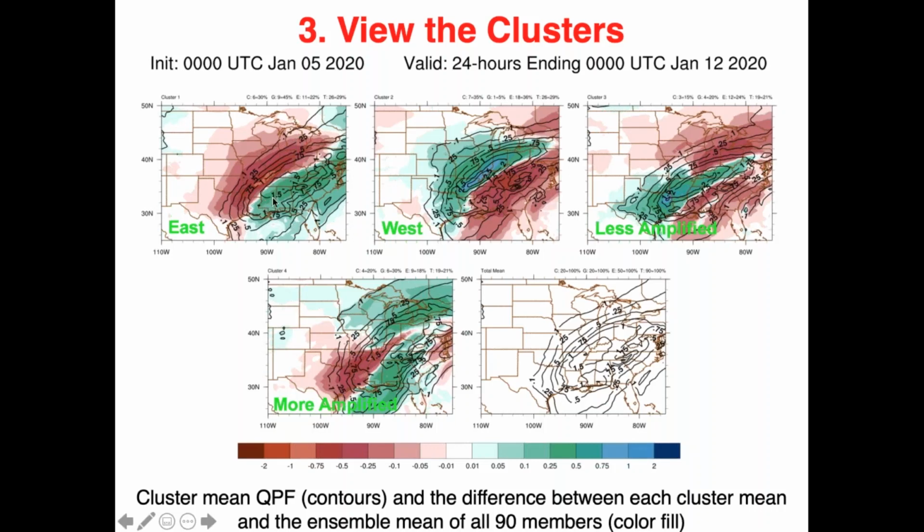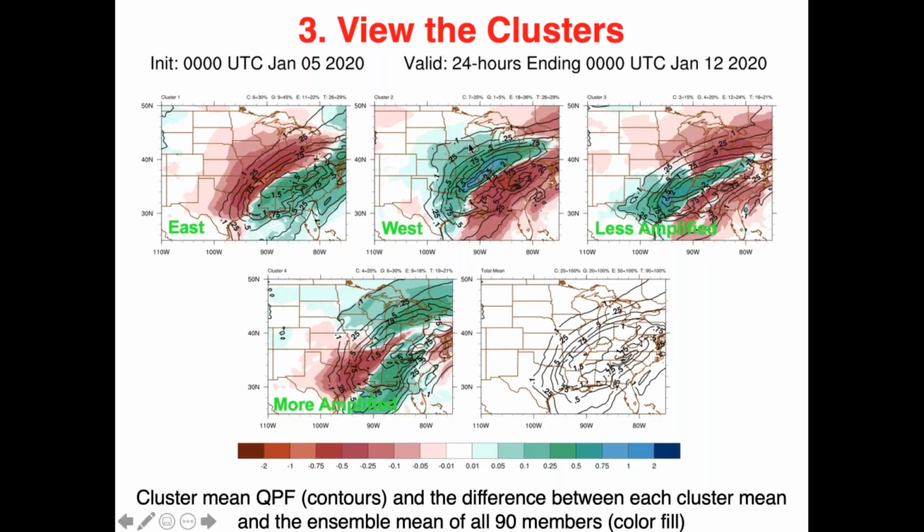Basically, it has wetter conditions further to the east and drier conditions further to the west, with the greenish colors indicating more precipitation than the total ensemble mean, and the reddish-brownish colors less precipitation than the total ensemble mean. So we can see having that trough ridge couplet further to the east basically moves the precipitation shield in the storm track further to the east.